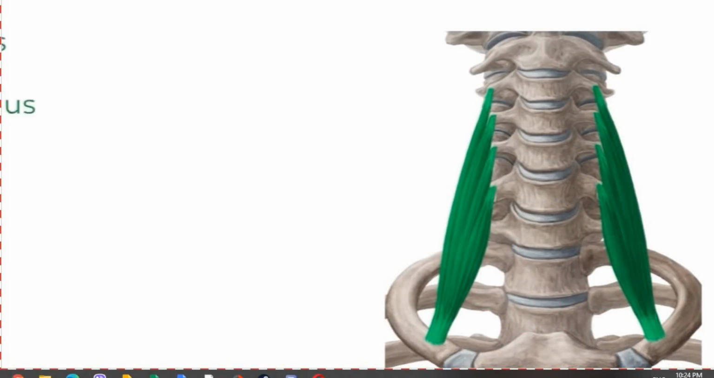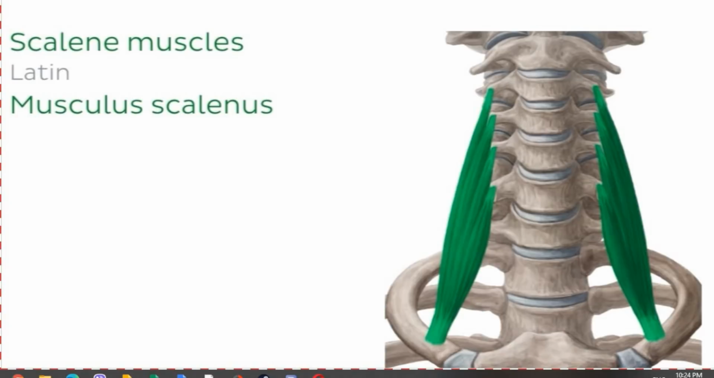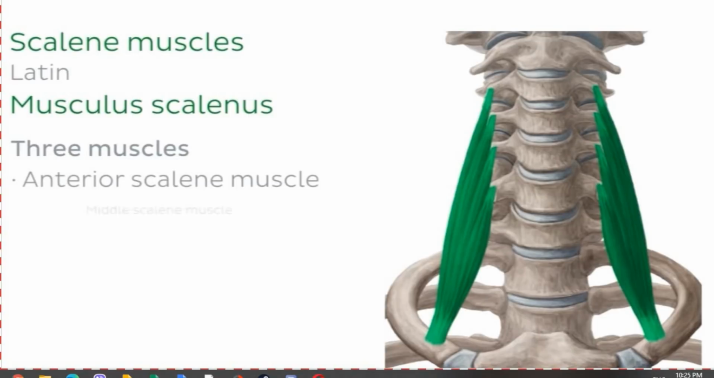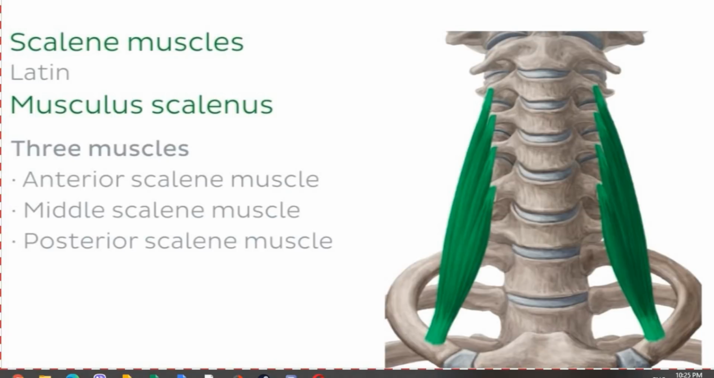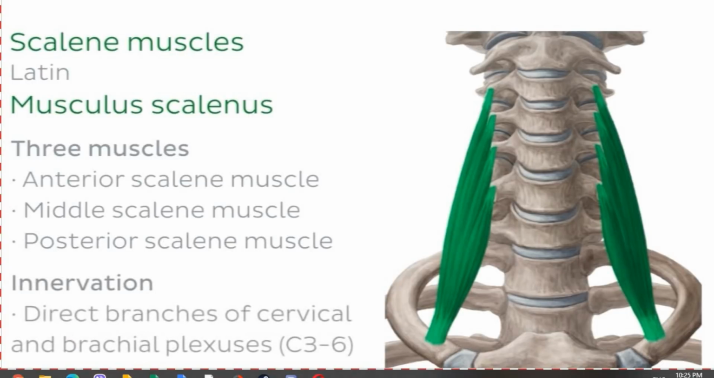Next, let's have a look at the scalene muscles, which are paired cervical muscles. There are 3 scalene muscles: the anterior scalene muscle, the middle scalene muscle, and the posterior scalene muscle. Note that the image on the right shows the anterior scalene muscle. Also note that all 3 muscles are innervated by direct branches of the cervical and brachial plexuses.